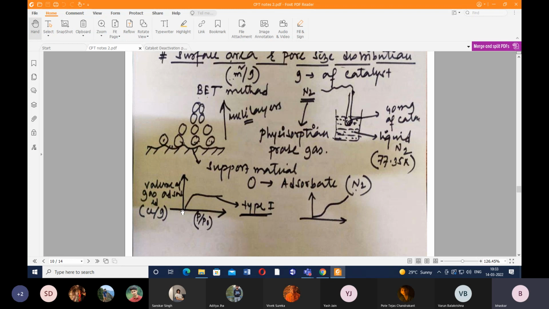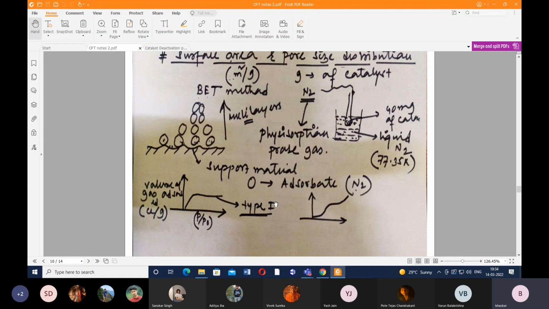So at low pressure, the volume of the gas adsorbed rises up to a certain level like this, and after that it levels off. That means there is not much variation in the volume of the gas adsorbed, and at very high P by P naught value, that means close to 1, there will be a marginal increase in the volume of gas adsorbed. So this is a typical type 1 isotherm. This type of adsorption isotherm is valid for activated carbon-based materials. So what would be our activated carbon-based materials? It could be either activated carbon fibers, or activated carbon microbeads.